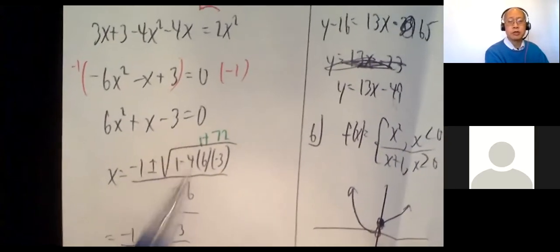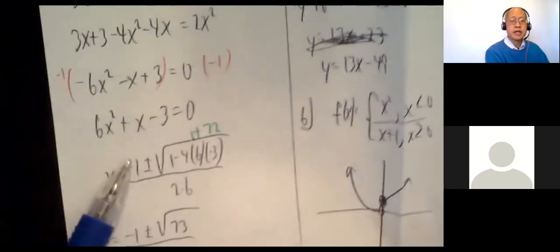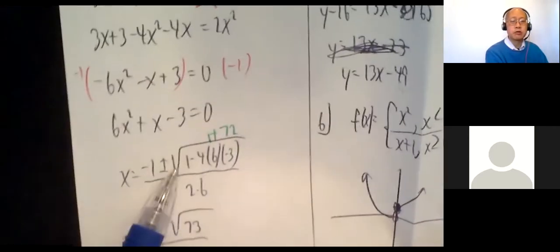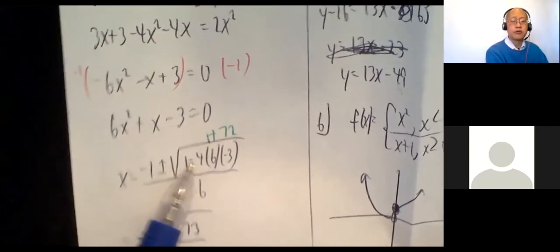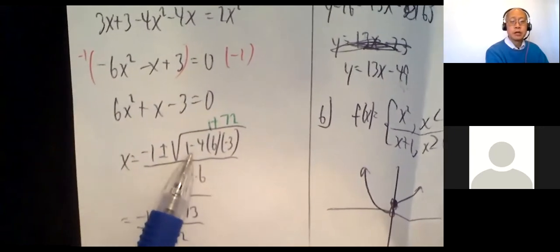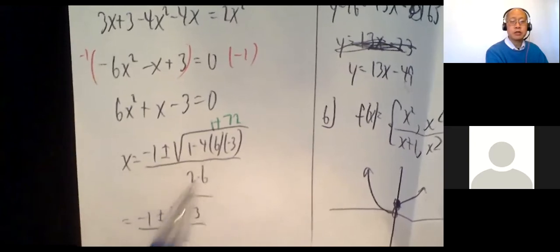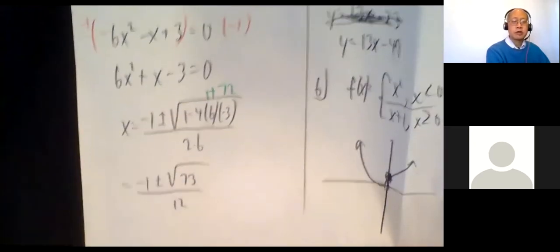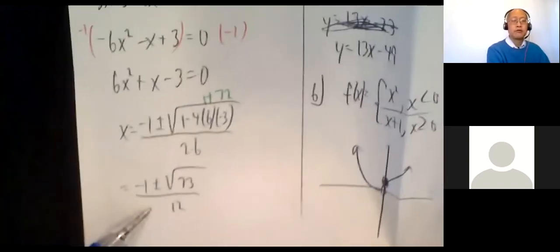Use the quadratic formula. You may put the quadratic formula on your formula sheet if you need to. So x is negative b, which is -1, plus or minus the square root of b squared, which is 1, minus 4 times a times c, all over 2 times a. Double negative, so 1 plus 72. Final answer: -1 plus or minus radical 73 over 12.